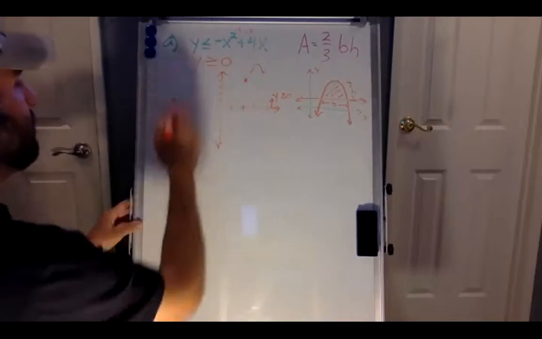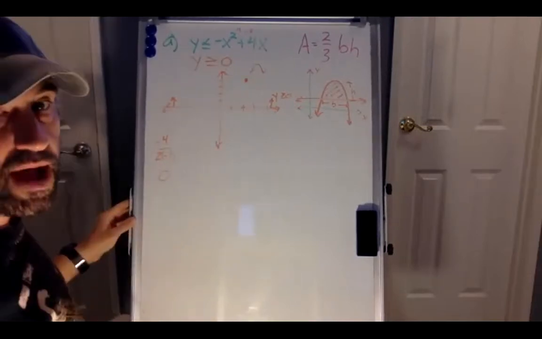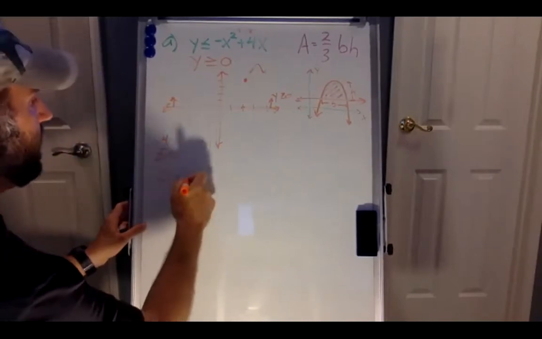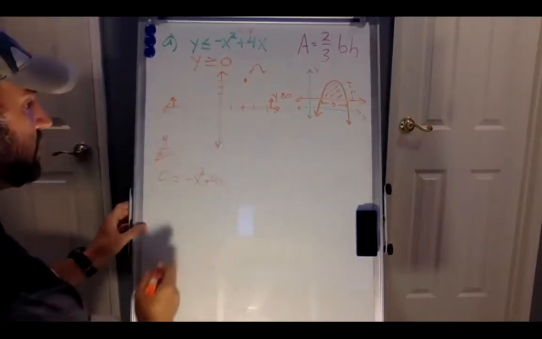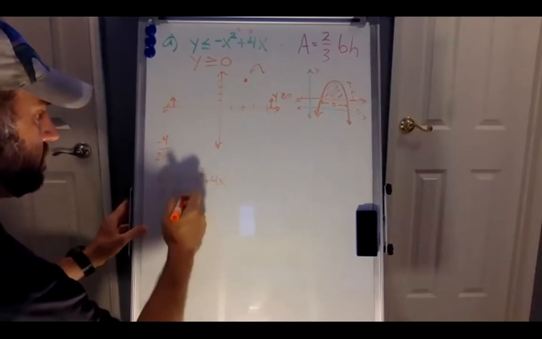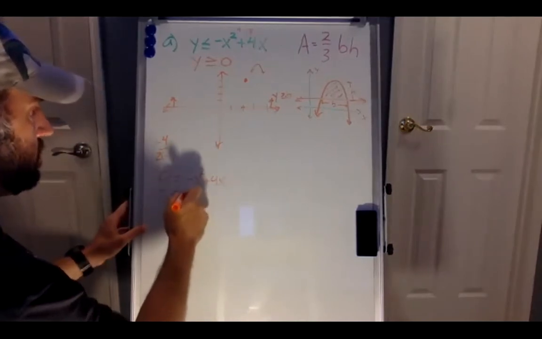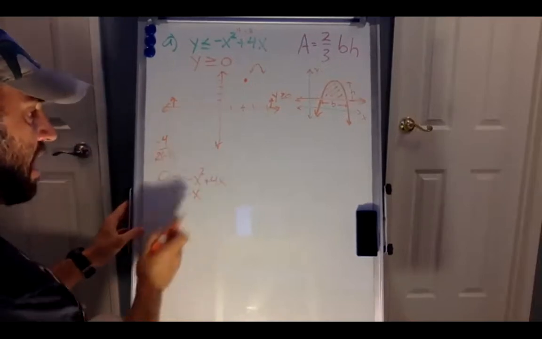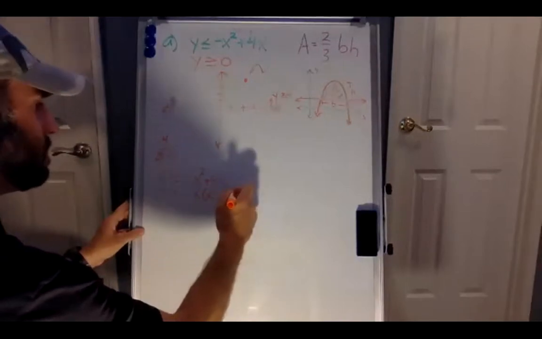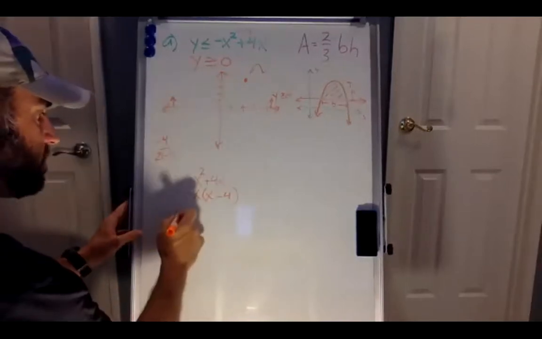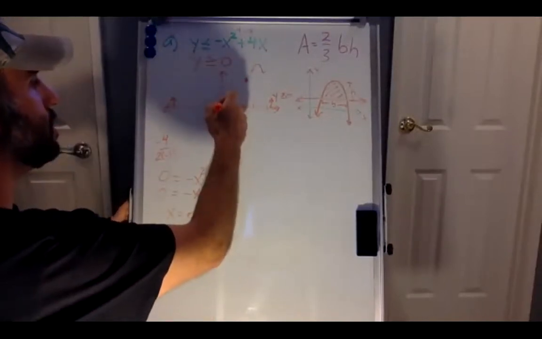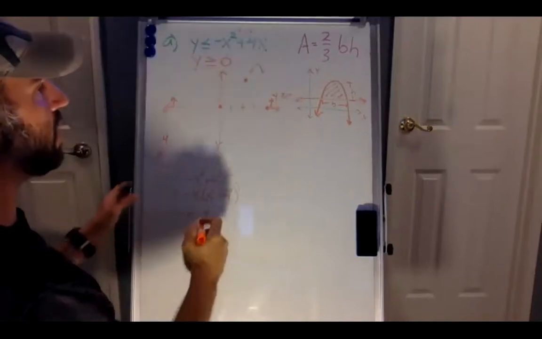That's when, if you set this to 0, such good practice, guys, you're using all your skills now. 0 is equal to negative x squared plus 4x. Well, I can factor that. Hold on one sec, one thing at a time. I'm going to factor out a negative x, and then I get x minus 4. So x can be 0 or 4. Those are my roots, 0 and 4.